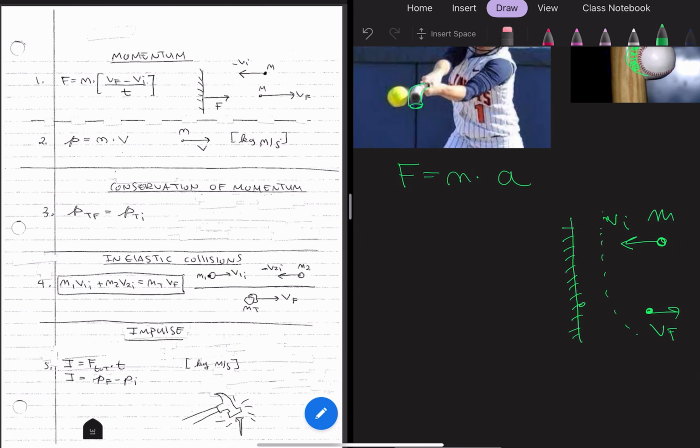And so we can rewrite the acceleration in terms of another formula. Remember from a previous chapter, acceleration is defined as final velocity minus initial velocity over time. So from that, we can write Newton's second law in terms of force is equal to mass multiplied by final velocity minus initial velocity over time.